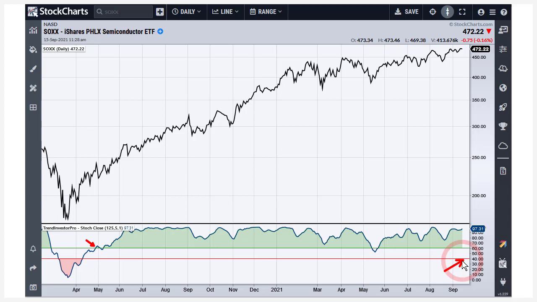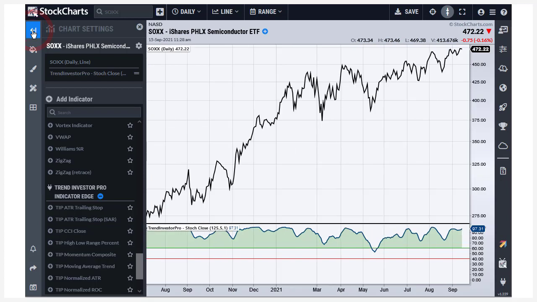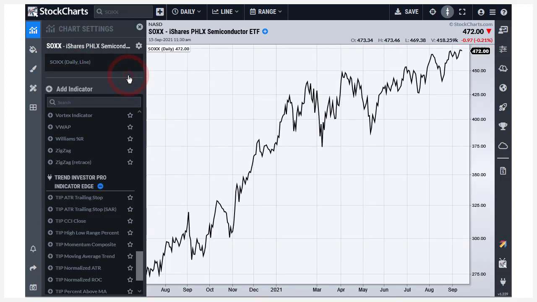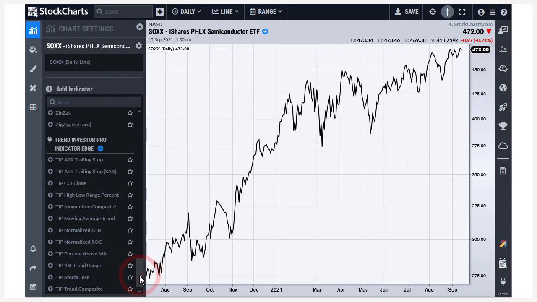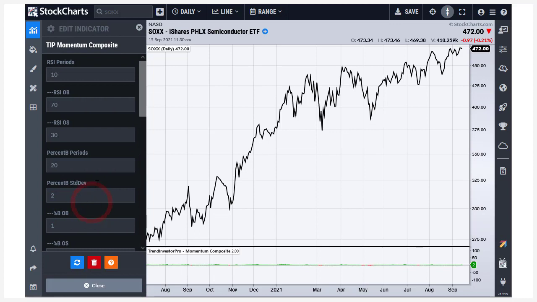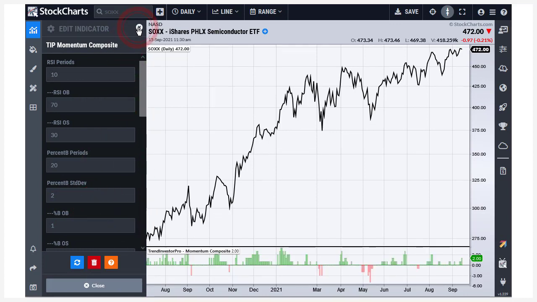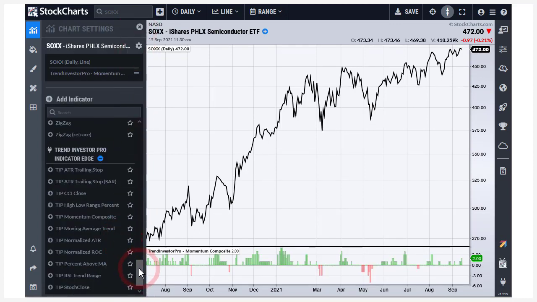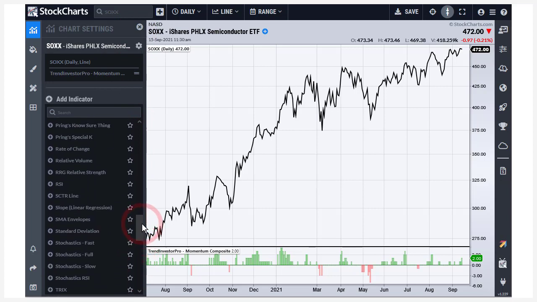Now, as far as catching a move or a pullback within the uptrend, you need to use a different indicator. And I'm going to go over here to the left-hand side on the chart settings, and I'll open that up. I'm going to go ahead and remove the SOXX close. We don't need it right now because I want to focus on 2 mean reversion indicators. The first is the momentum composite, and we'll just leave that at the default settings. And then the second one is RSI.